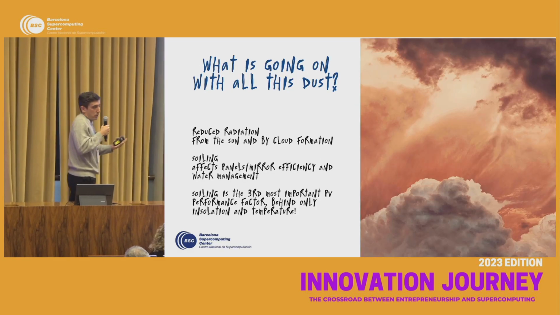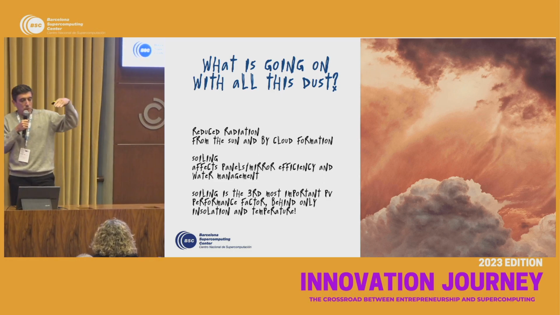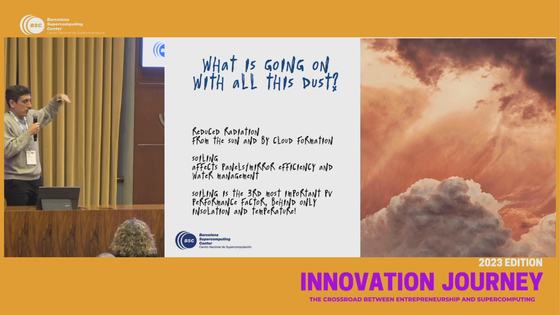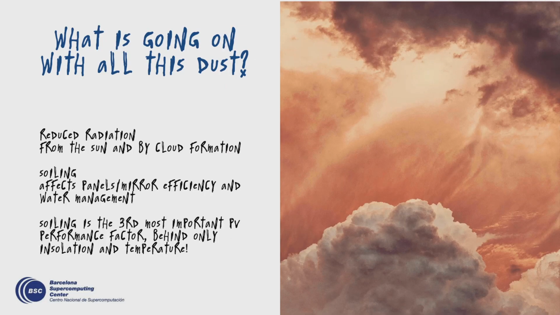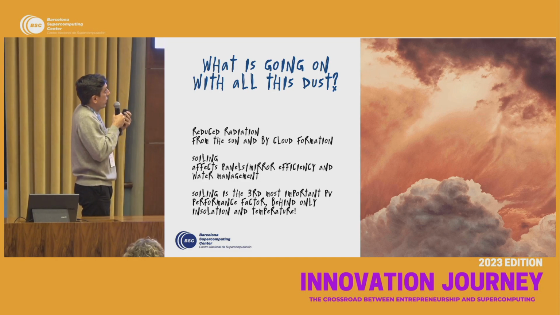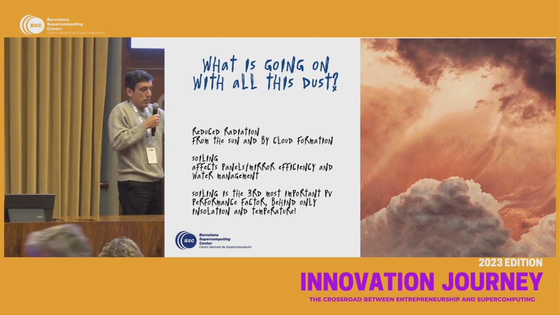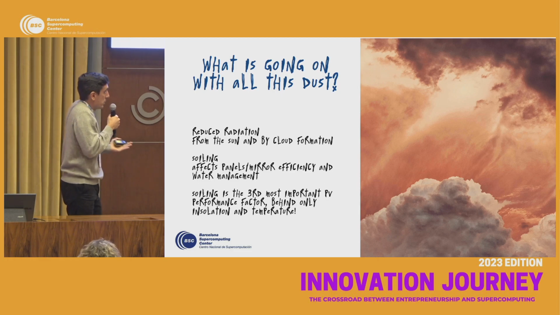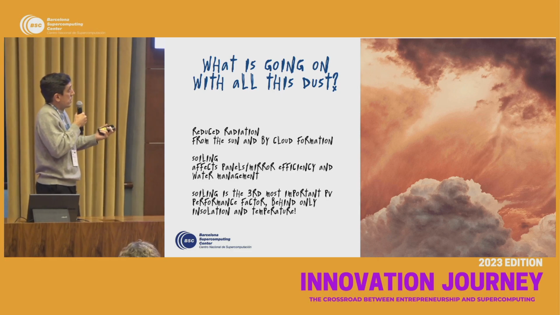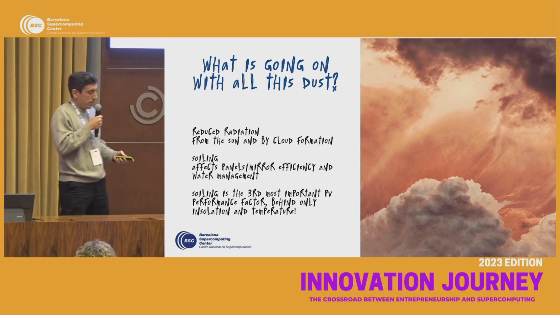How does this happen? What does this dust do? What's going on with this? So, directly radiation coming from the sun can interact with the particles in the atmosphere. These particles are flying around in the air. The energy can be absorbed or scattered. Also, dust particles can help, not produce, but participate in the production of clouds, which also clearly affects radiation. And one of the very interesting processes is called soiling. So the dust gets deposited directly on the solar panels, basically making them dusty or dirty, reducing the production. Soiling is shown to be the third most important performance factor, behind only insolation itself and the temperature.